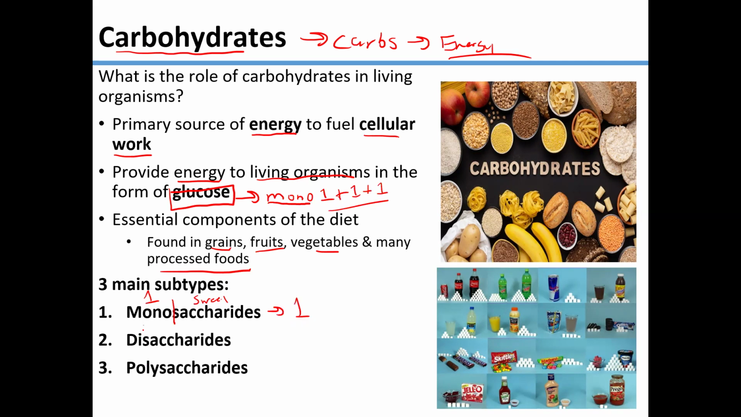Our disaccharide, just like a pair of dice, comes in two. Saccharide means sweet, so now we have two pieces. And then poly, just like polydactyly, meaning you have many fingers, more than five, is going to be more than two. So again, monosaccharide: mono meaning one; di, which is two; and then poly, more than two.